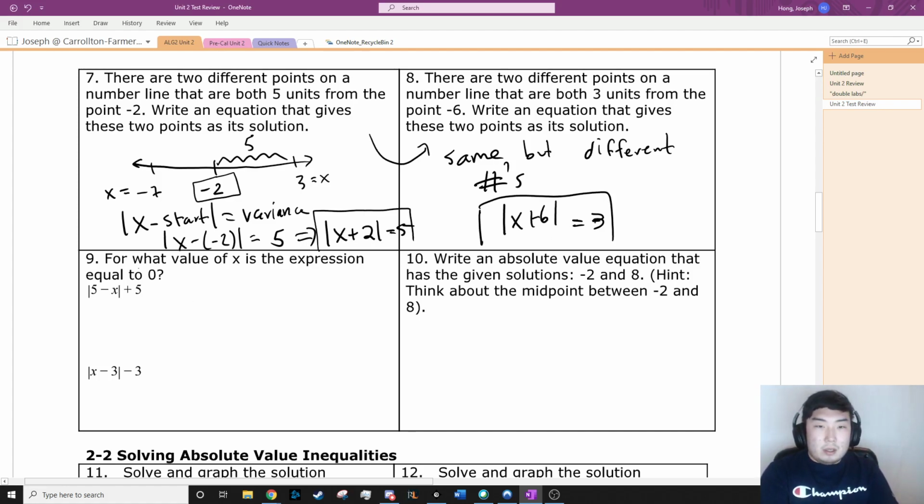Number 9. For what value of x is the expression equal to 0? And what they're saying here for number 9 is, hey, I have this absolute value equation. Set this equal to 0. That's all they're saying. So really, this question is just like the first question. You just gotta move the 5 or anything beside to the left or the right of it to the other side, so the absolute value is alone. So absolute value of 5 minus x is equal to -5.